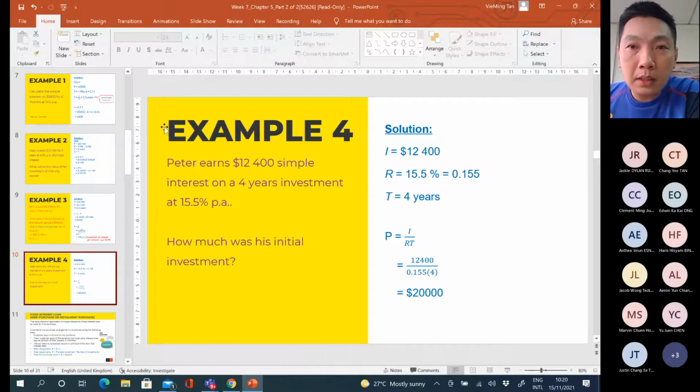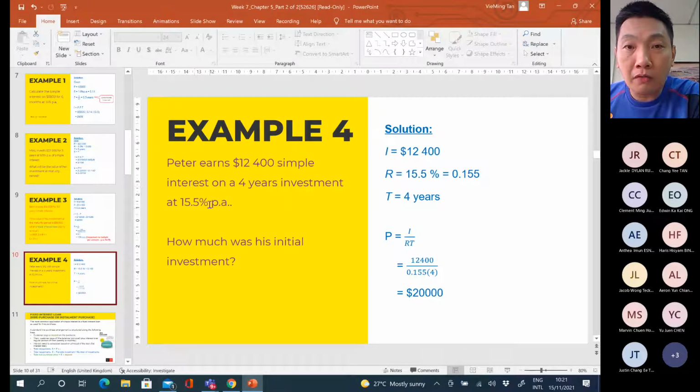Okay, Peter earns 12,400 simple interest. Earns this interest, so that means this is the I value. On a 4 years investment at 15.5% per annum. So that means the investment period is 4 years, so we put T equals to 4. T equals to 4.